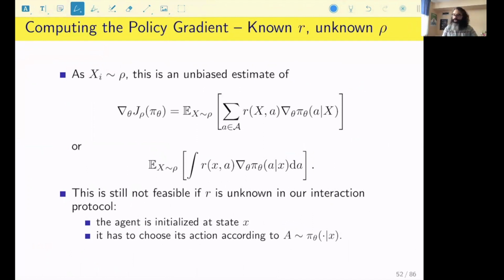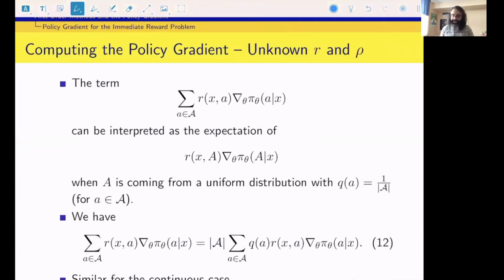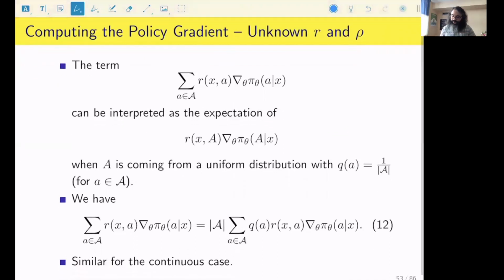Okay, so this is good. So we can form an unbiased estimate of that quantity, and then maybe instead of doing gradient ascent, we do stochastic gradient ascent because we have a noisy version of that gradient. But this is still not feasible according to our protocol because R is not known in our interaction. What we have is essentially the agent is initially at state x, which is randomly coming from rho, and then it has to choose its action according to some policy pi theta. That's the only thing we have.